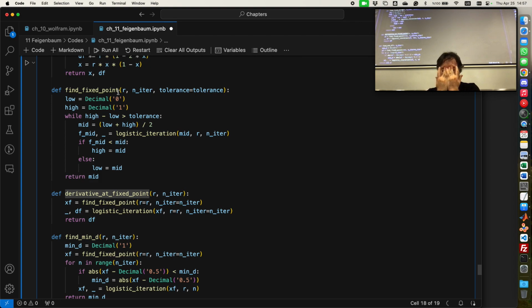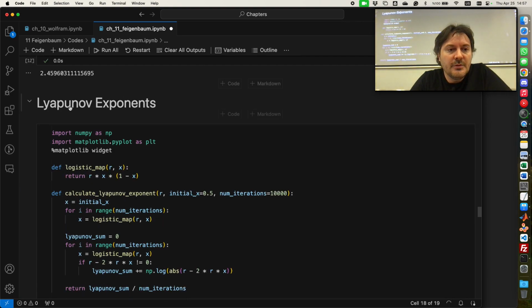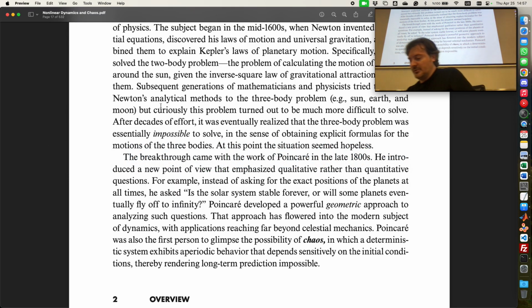Let me give you, this is too hard, right? Okay, let's go back to some concepts. I will talk about something very important. This is Lyapunov exponent. So let's go back to our book, talk about Lyapunov exponents. Where is it? Oh, I have also renormalization. So much fun.